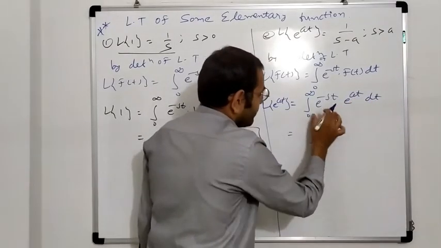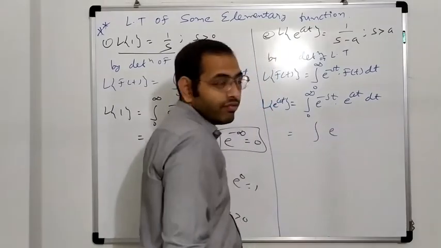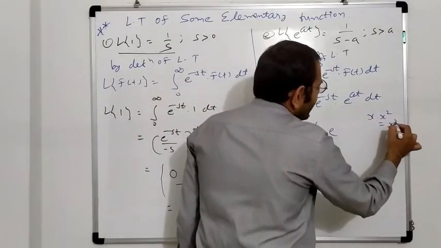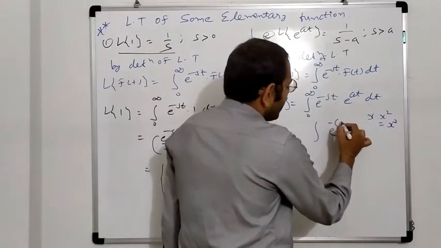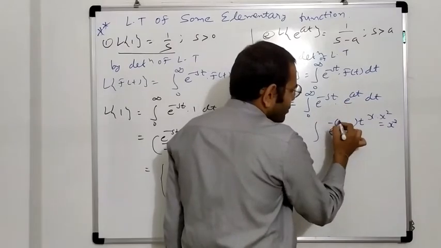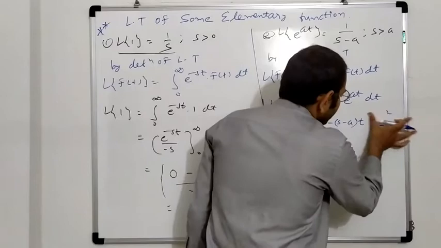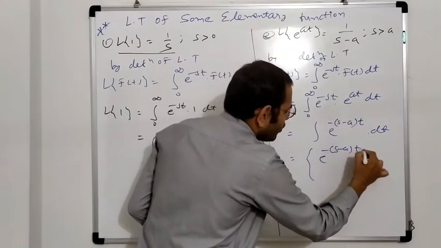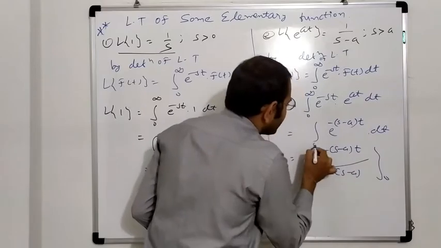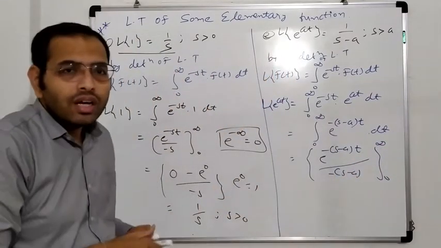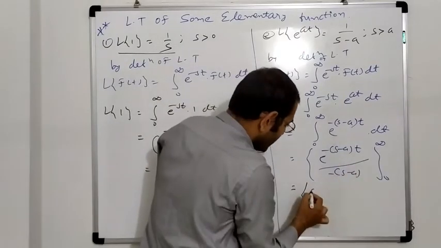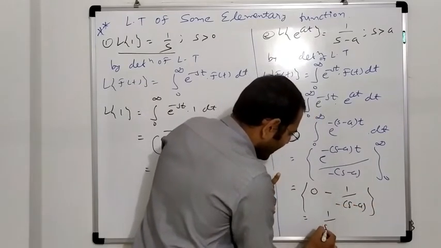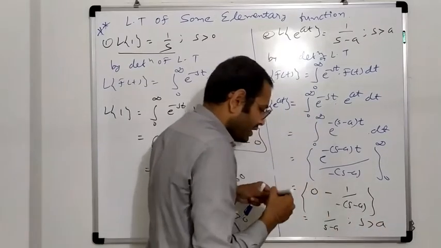In this equation, in a product the base is the same, like x into x square gives x cube, meaning addition of powers. Here t is common, and minus is common, so we can write s minus a, then into dt. The integral of this term gives e raised to minus s minus a into t upon minus s minus a. Here the limit is 0 to infinity, upper limit minus lower limit. Then e raised to minus infinity is 0, e raised to 0 is 1 upon minus s minus a, then minus minus plus, so we get 1 upon s minus a, where s greater than a.